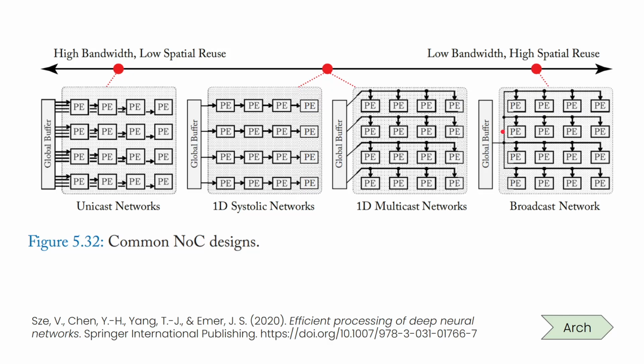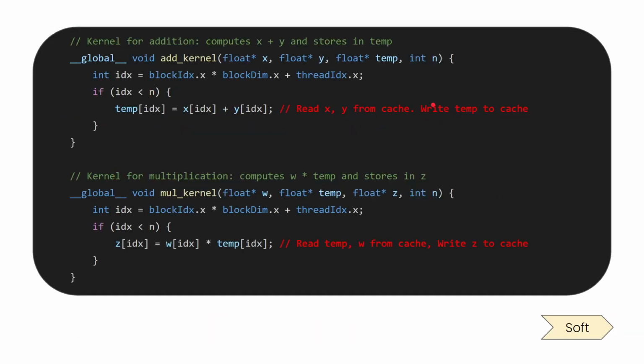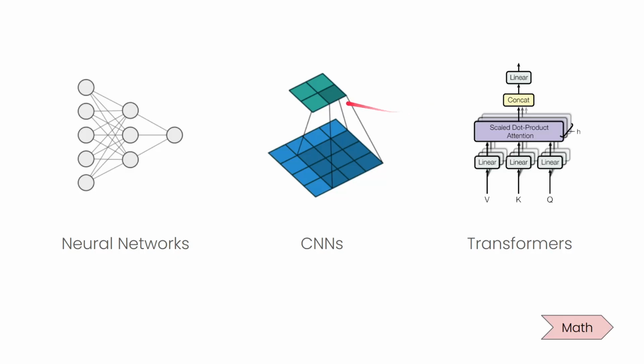You're just sharing it all over the place. So low bandwidth here, high spatial reuse, high bandwidth here, low spatial reuse. And one question that I didn't answer here is, why would you need to distribute data? Why would you need to reuse data? Well, for that, we can just look at how, for example, the CNN works.